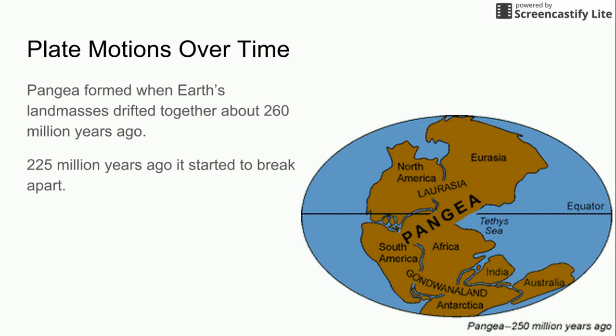Over time, as these plates are moving, we started with this idea of Pangea. Pangea is one large supercontinent, or one large landmass, and this was about 260 million years ago. It was thought that these different landmasses drifted together, from the opposite direction than what we were moving at this point. And then about 225 million years ago, they started to break apart again.